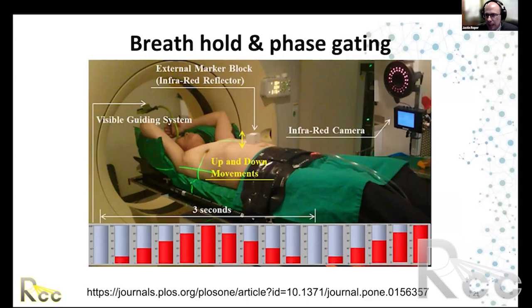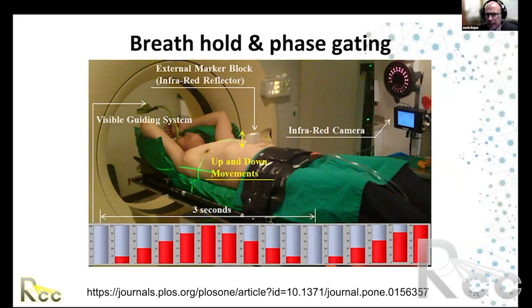So we need a patient who is able to consistently hold their breath for about 20 seconds or so, and to be able to do that repeatedly, so up to 10 times during a fraction of radiation therapy. There are patients who are unable to hold their breath, where compression does not work effectively, that still need some form of respiratory motion management.